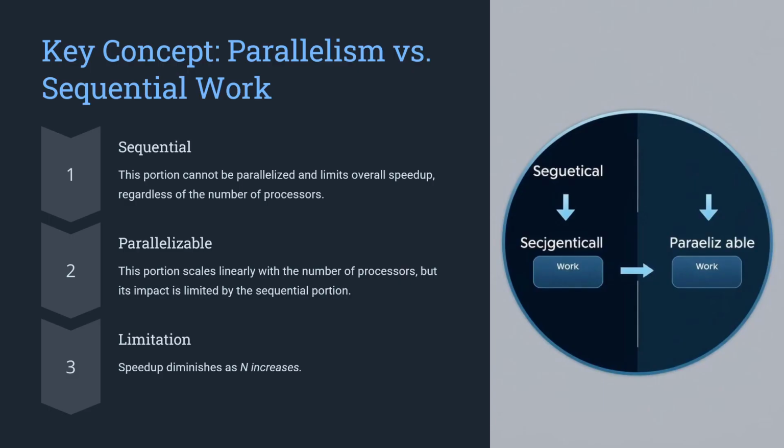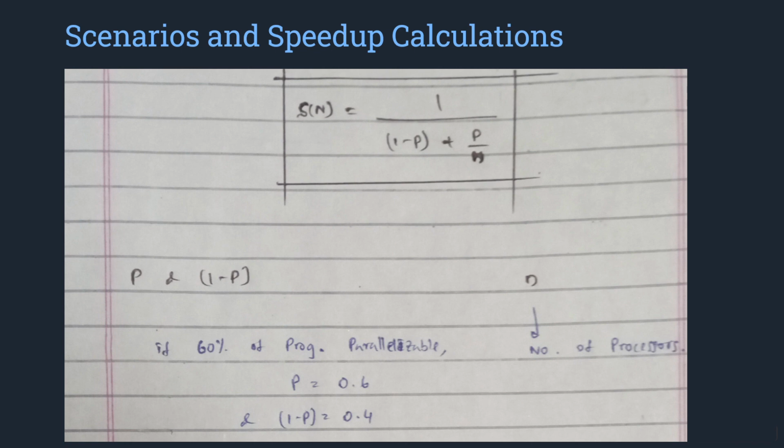Also, we will go through the key concepts: parallelism versus sequential work. First, sequential: this portion cannot be parallelized and limits overall speedup regardless of the number of processors. Second, parallelizable: this portion scales linearly with the number of processors, but its impact is limited by the sequential portion. Third is the limitation: speedup diminishes as n increases. Then we will go to another example.